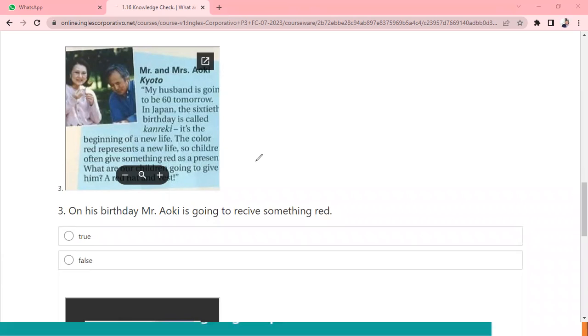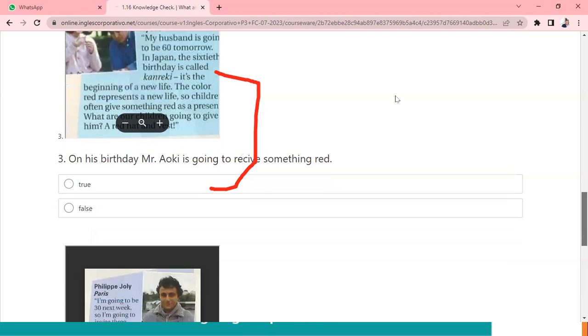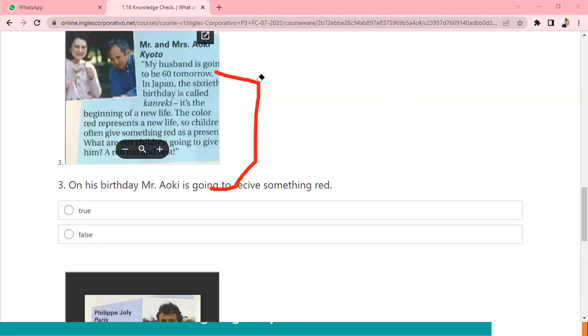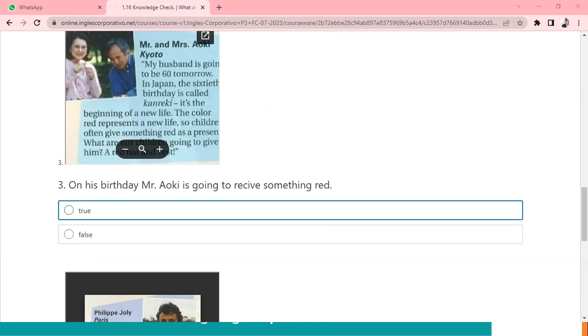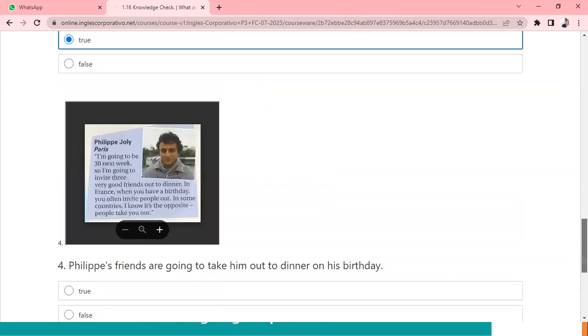Ah, okay. My husband is going to be 60 tomorrow. In Japan, the 60th birthday is called Kandeki. It's the beginning of a new life. The color red represents a new life. So children often give something red as a present. What are our children going to give him? A red hat and vest. It's true. Yes. Okay, the last one.